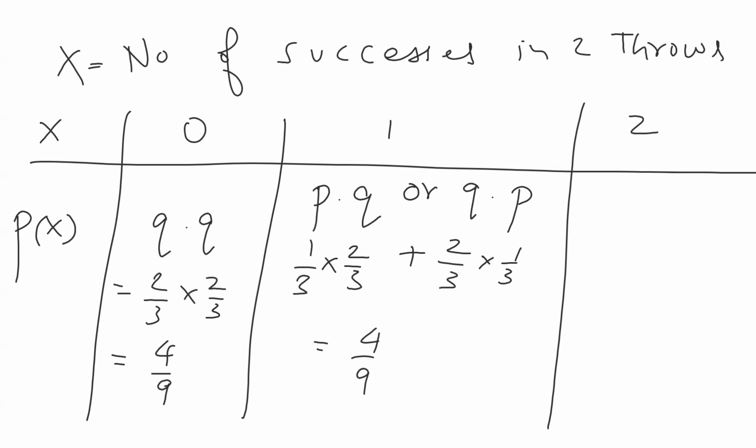And the last one, two successes. So it will be success into success. The first throw will give you a success, the second throw will give you a success. So that is equal to 1 by 3 into 1 by 3, which is 1 by 9. So this is what is asked. This can be a 3-mark question. Now let us go to the next problem. I hope everybody has understood this problem.